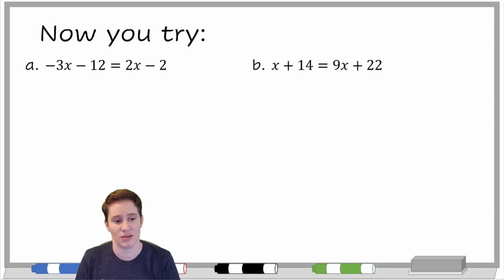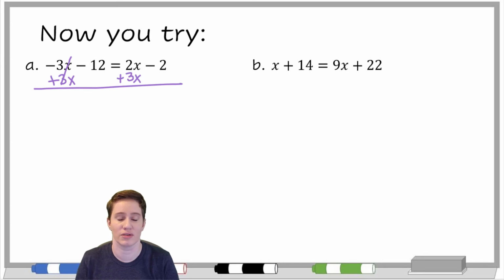So on A, I am going to take the negative 3x and get rid of it. So I'm going to add 3x to both sides. Then on the next step, I'm going to want to take the number that's on the right and move it over to the left. I can do that on a separate step, or I can do that on the same step. If I do it on the same step, it should look like this. So that I'm doing negative 12 plus 2, which is negative 10, and 2x plus 3x, which is 5x.